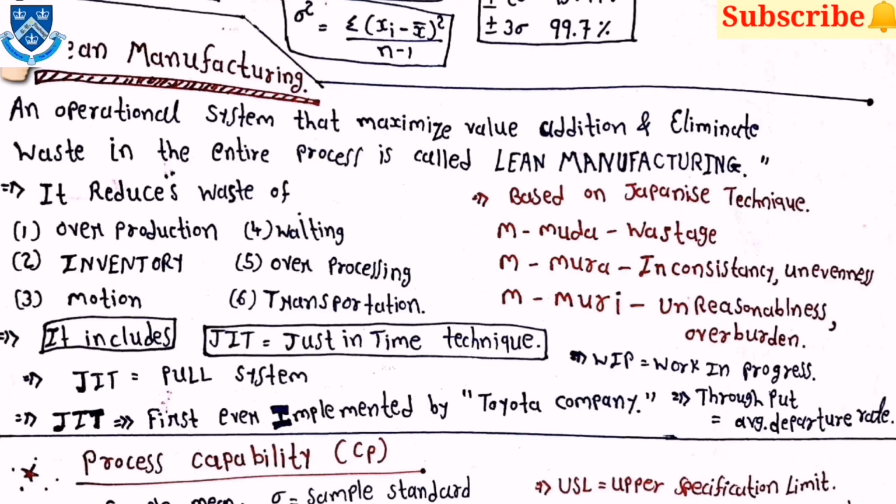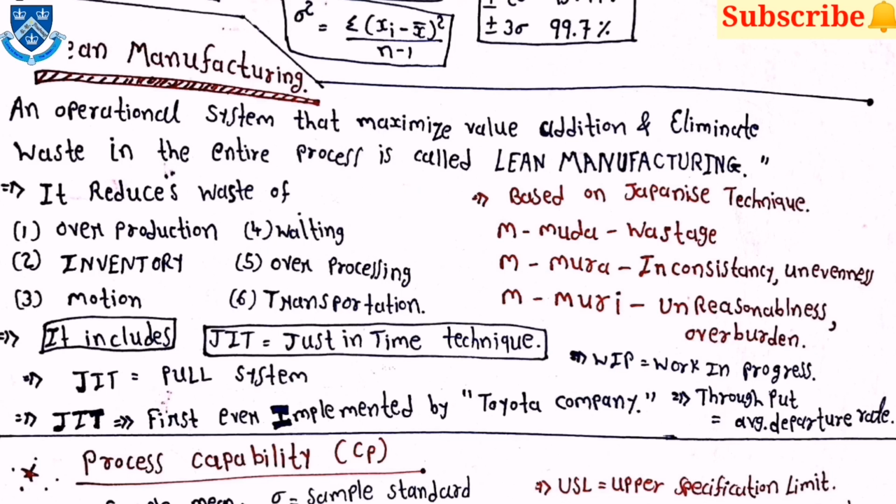Then after, the lean manufacturing is there. It is an operational system that maximizes the value addition and eliminates the waste in the entire process, which is called the lean manufacturing. And it reduces the waste of, first one is overproduction, then inventory, then motion, then waiting or dwell time, then over processing, and the last one is transportation.